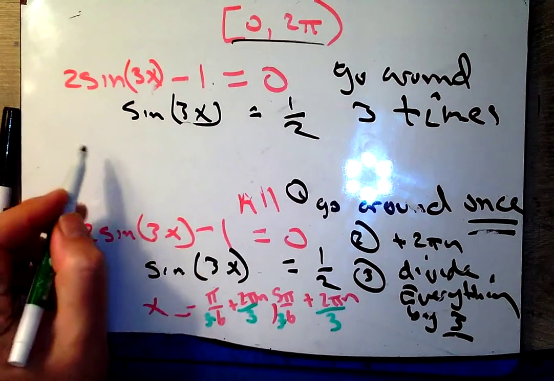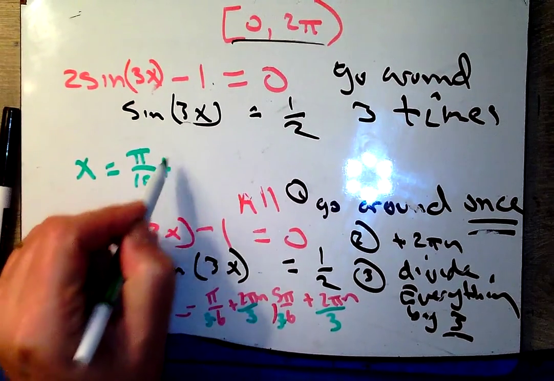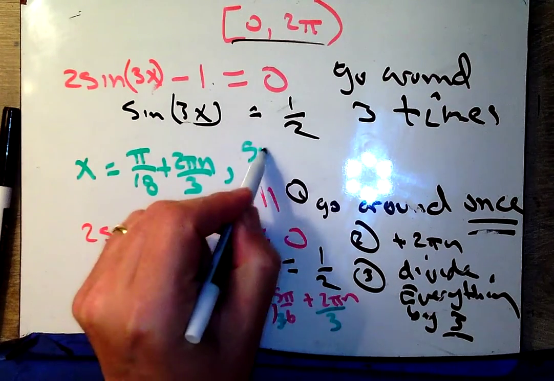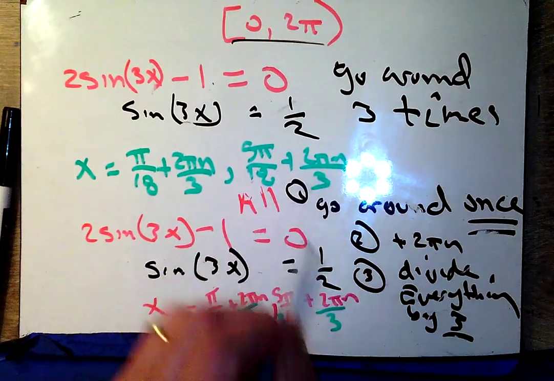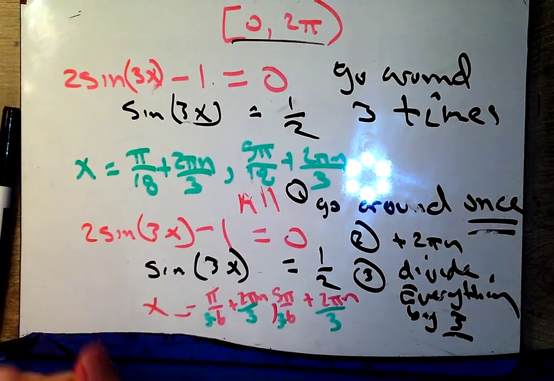And so our answers should end up being x equals pi over 18 plus 2 pi n over 3 and 5 pi over 18 plus 2 pi n over 3. Okie doke. That's noteworthy. I think so.